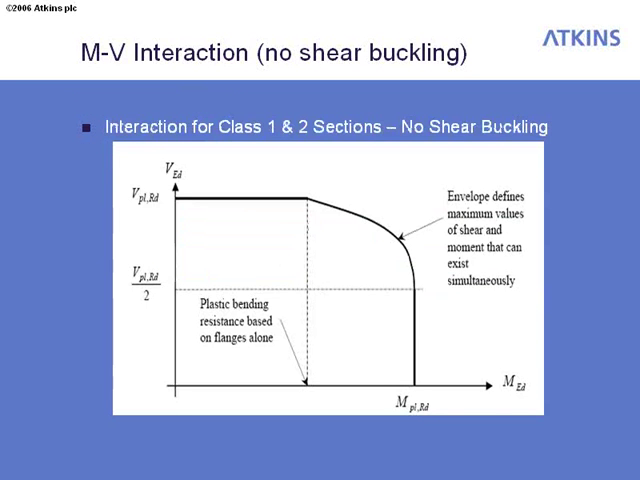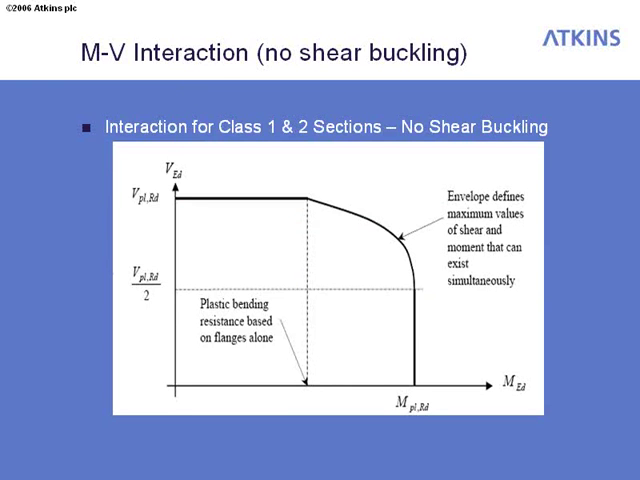Okay, so this slide here will then just show you the interaction between this moment and the shear. And as you can see, there isn't actually that much interaction between the two. Below half the plastic shear resistance, you have no interaction, and below the plastic bending resistance, you don't have any interaction either. It's just in this zone in there where you do have some interaction, and that interaction is quite a lot better than it is in BS5400.